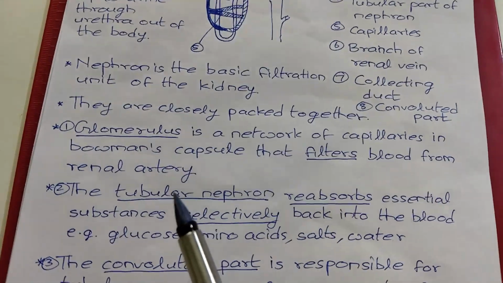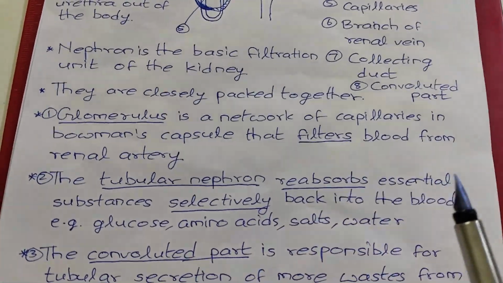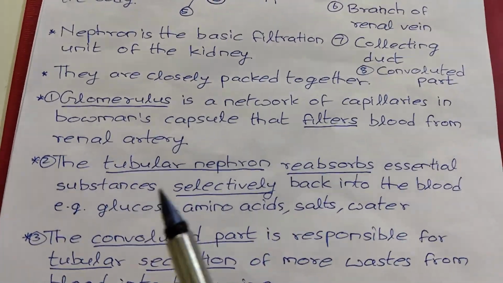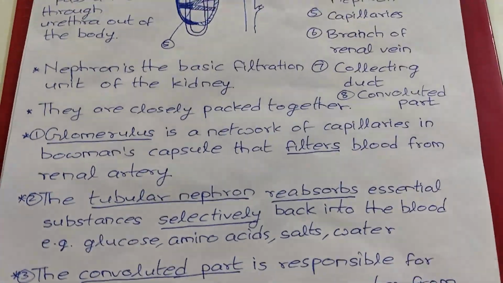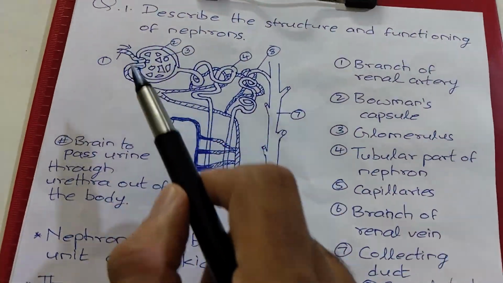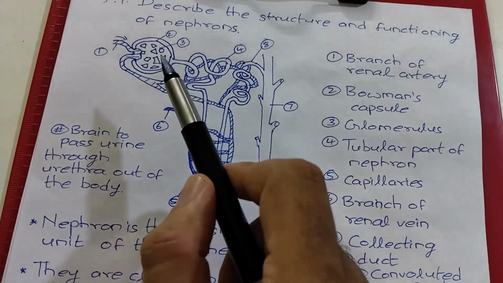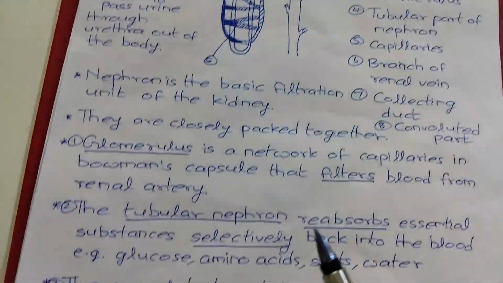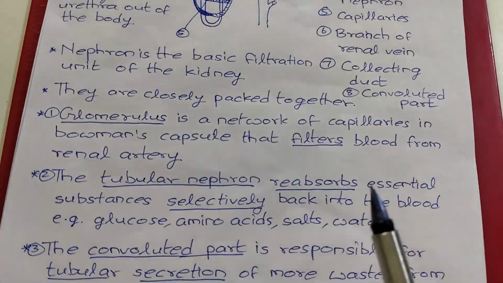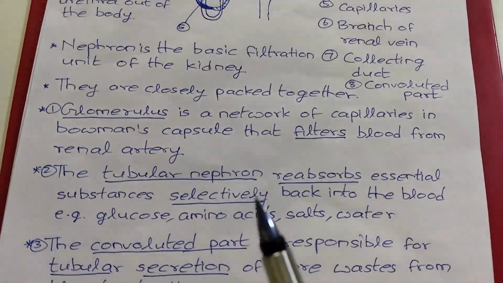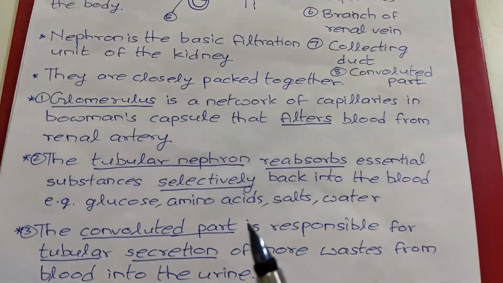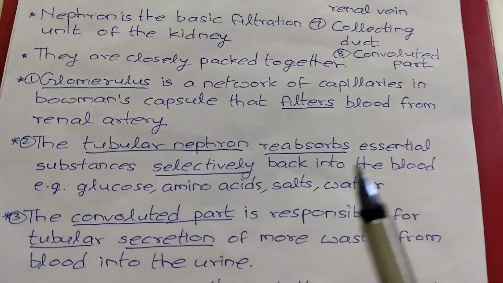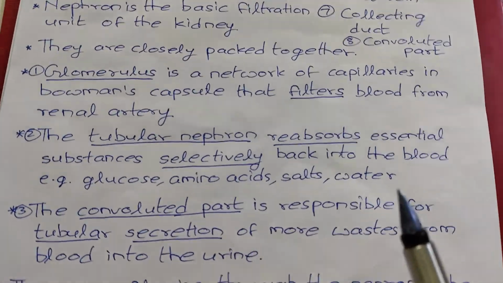And then comes the tubular part of nephron, which reabsorbs essential substances selectively back into the blood, like glucose, amino acids, salts and water. Now gross filtration has occurred here, but we do want certain important things back into the blood. So that happens here in the tubular part. It doesn't reabsorb everything back into the blood, for example, glucose, amino acids, salts and water as required by the body.